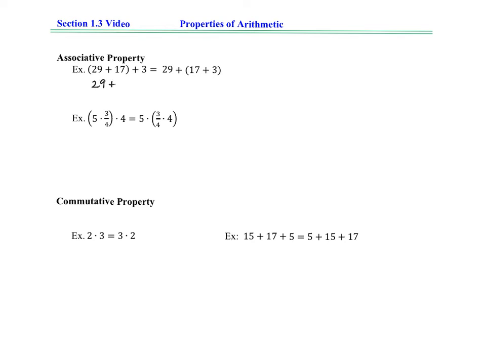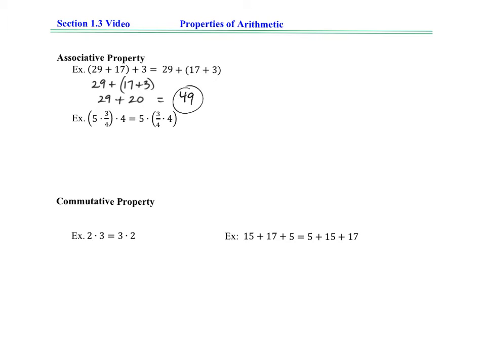So instead, what I notice is if I group my 17 and 3 together, then that's pretty easy to do in my head. That's just 20. And then I can tell the answer is 49. Easy peasy. All right, how about this next one?